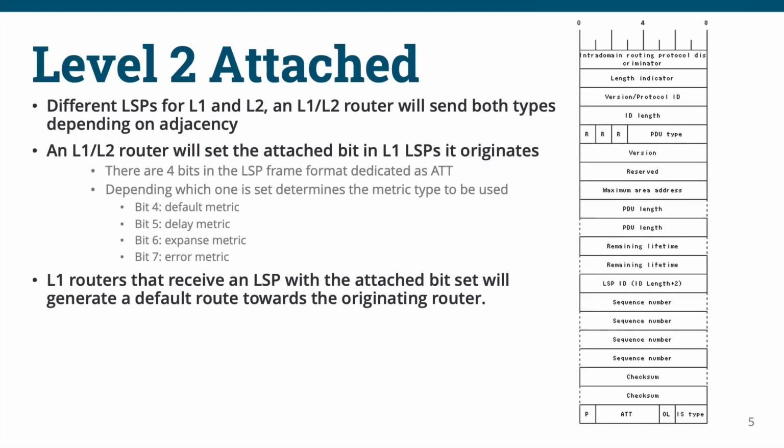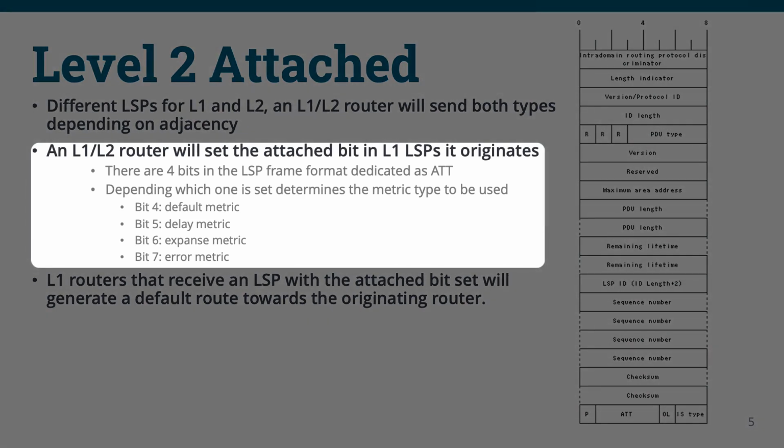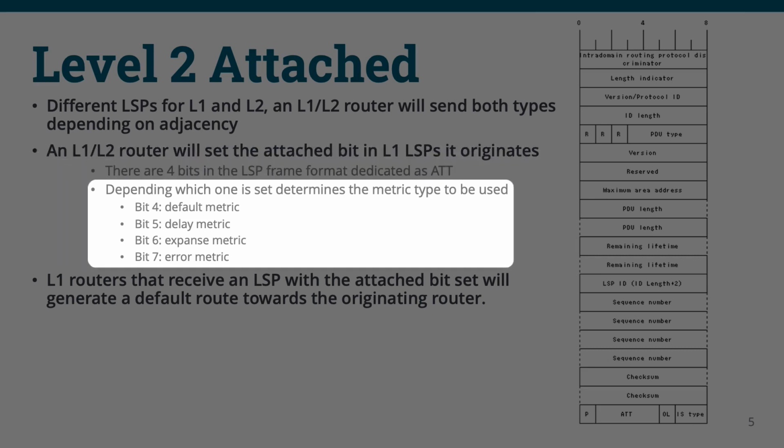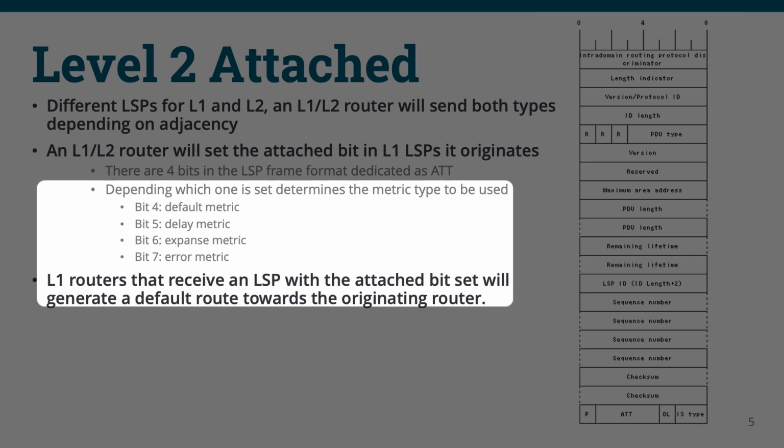Each of the bits is a flag. If any one of them is set to 1, then the originating router is signaling that it is a Level 2 attached router. The flag that is set among the 4 bits represents the type of metric that should be used for calculating the cost to that Level 2 attached router. When a Level 1 router receives an LSP with the ATT bit set, it will generate a default route towards the originating router of the LSP and set the metric cost of the default route according to the metric type indicated in the ATT flag.